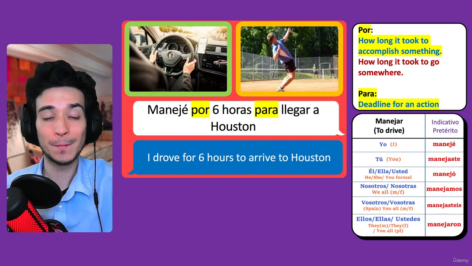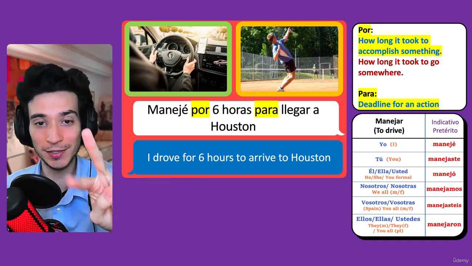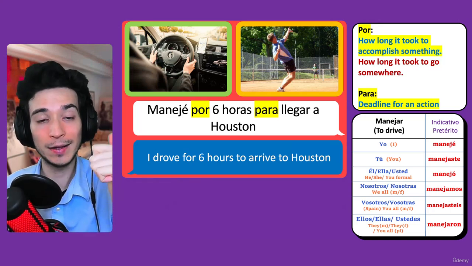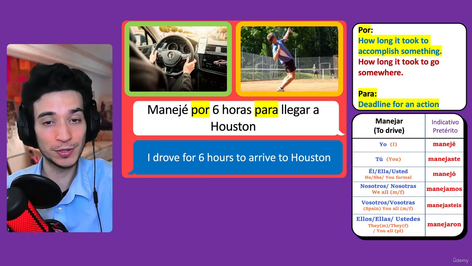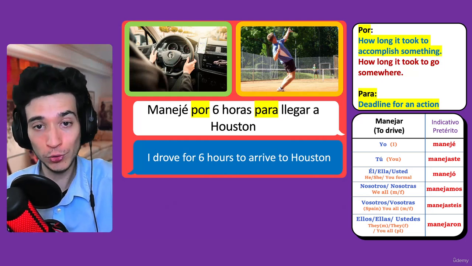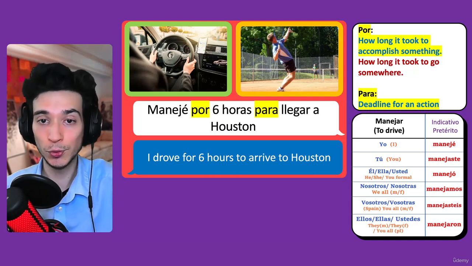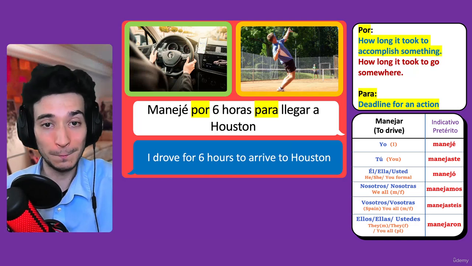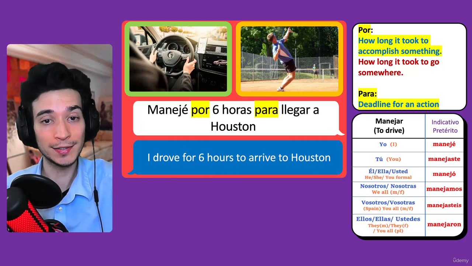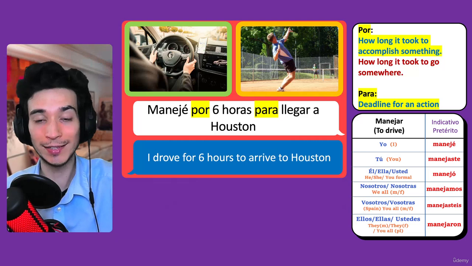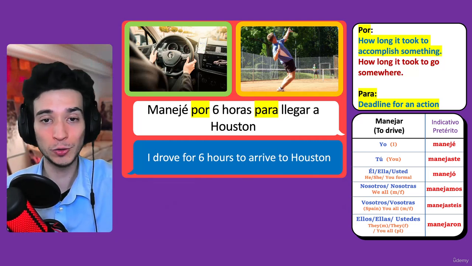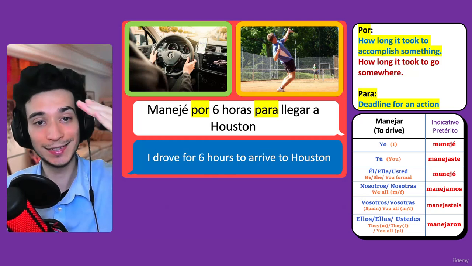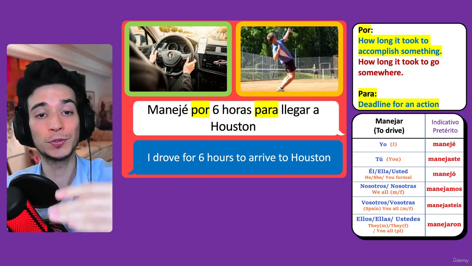Another example. This one uses both, so you can actually see how it works. Manejé por 6 horas. I drove for 6 hours. Para llegar a Houston. To arrive to Houston. So, manejé por 6 horas. I drove for 6 hours. And then para now refers to the deadline of the action. To finally arrive. Para llegar a Houston. So, para would be the deadline to finally arrive to Houston.